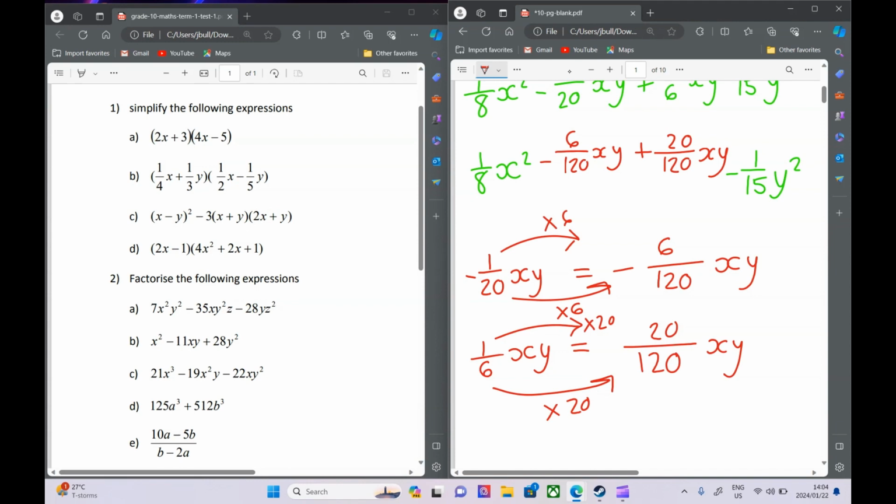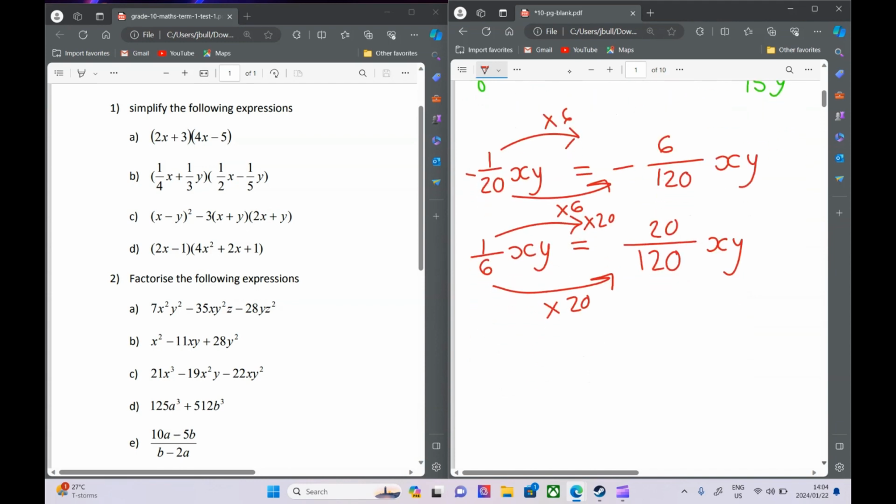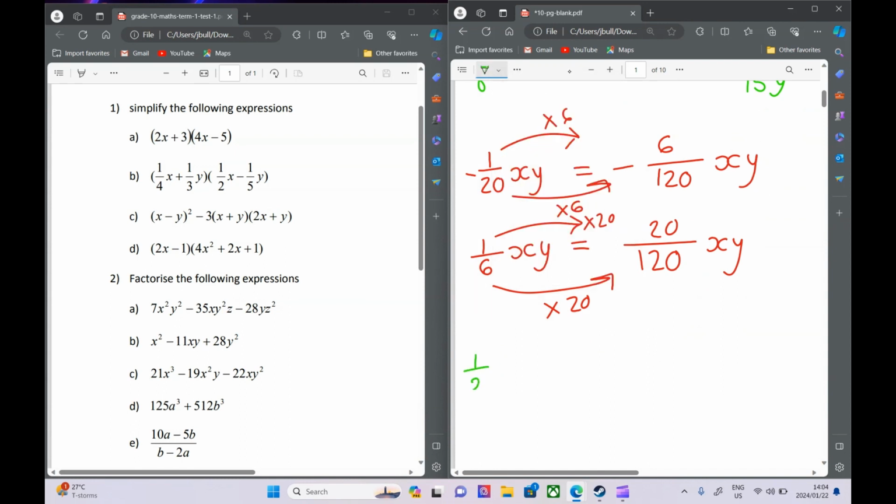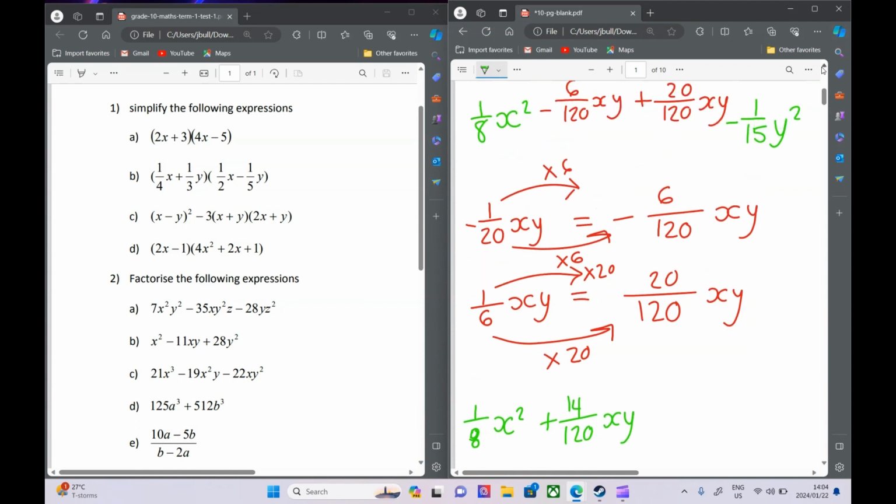So it's going to be minus 6, add 20. And so we're going to have positive 14. So our final answer there is then going to be 1 over 8 x squared plus 14 over 120 xy. And then the last one is that minus 1 over 15 y squared. That is my final answer.